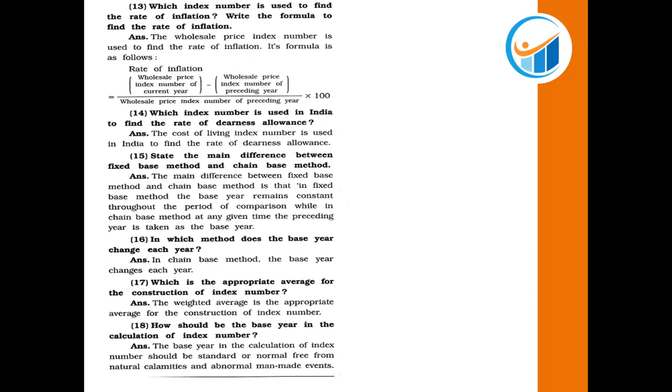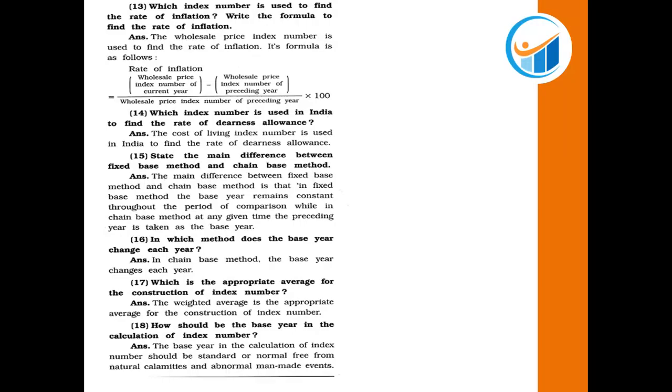So that is our explanation of how the base year should be in the calculation of index number. Once again I will explain the answer. The base year in the calculation of index number should be standard or normal, free from natural calamities and abnormal man-made events. That type of year is taken as the base year. So this you have to keep in mind.